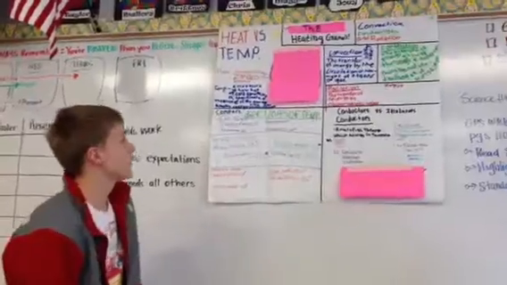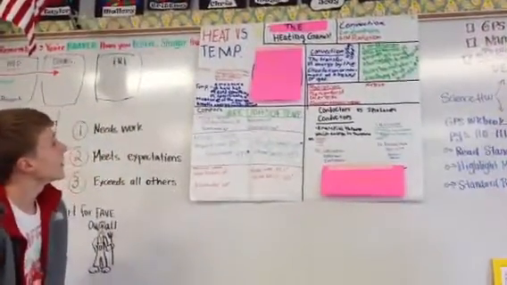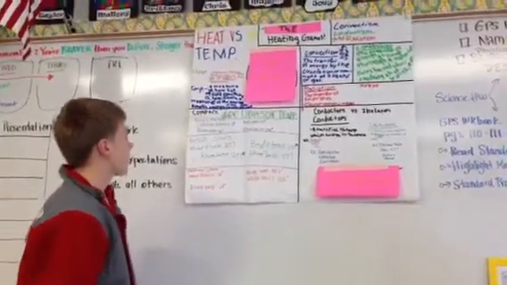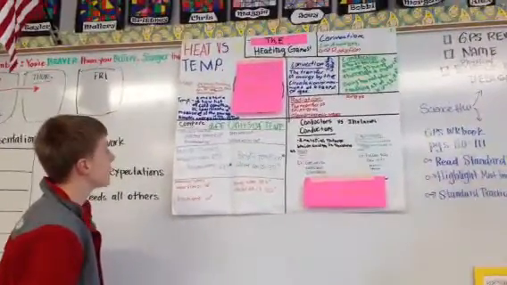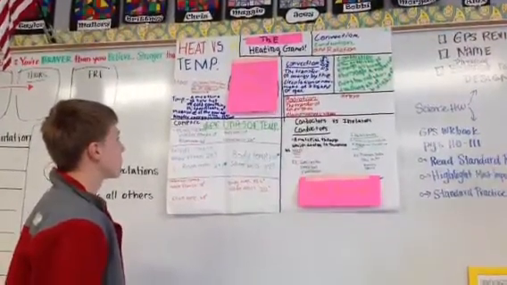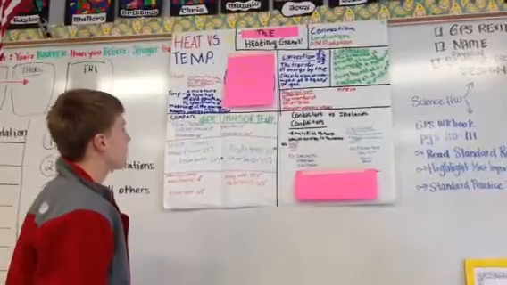Okay. Well, first, I'm going to tell you what heat is. Heat is the energy transferred between objects that are at different temperatures. And then temperature. Temperature is a measure of how hot or cold something is, specifically a measure of the average kinetic energy of the particles of an object.